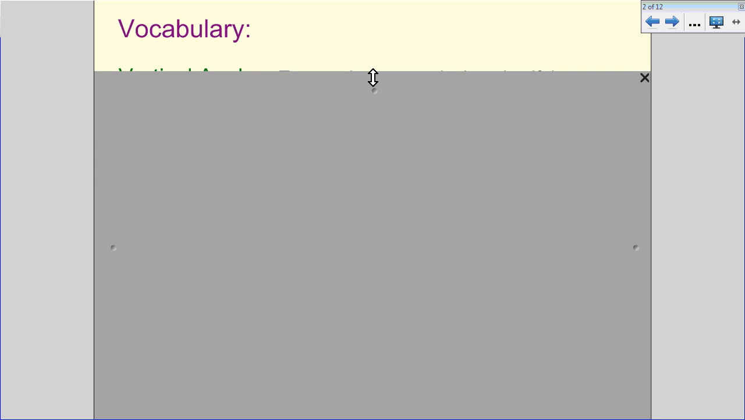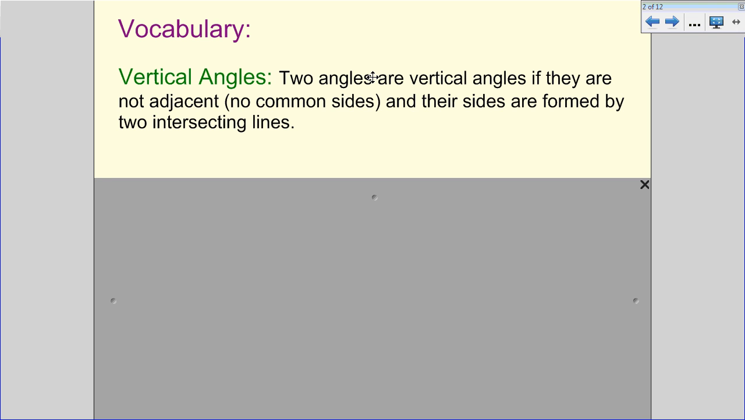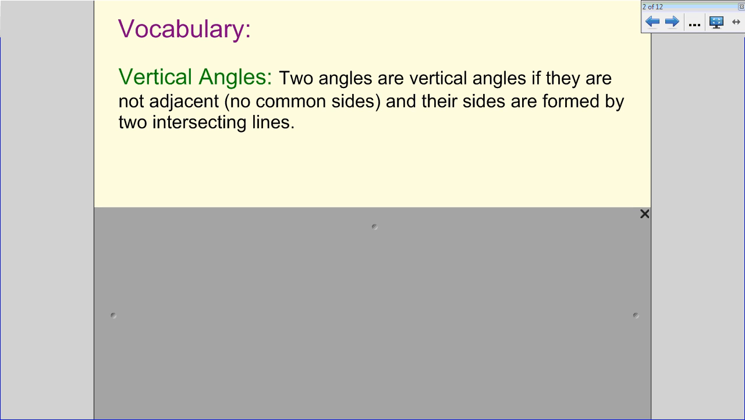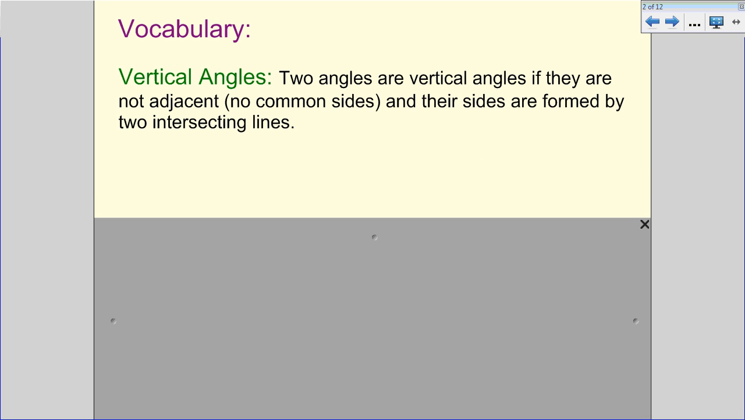Alright, so let's get our vocabulary. Vertical angles. Two angles are vertical angles if they are not adjacent, which means they cannot have a common side. So we're going back to pulling on that vocabulary from yesterday. And their sides are formed by two intersecting lines. So we take a look at this. We have to have two intersecting lines. That's the part of this definition that I look at. So we have to have two intersecting lines.